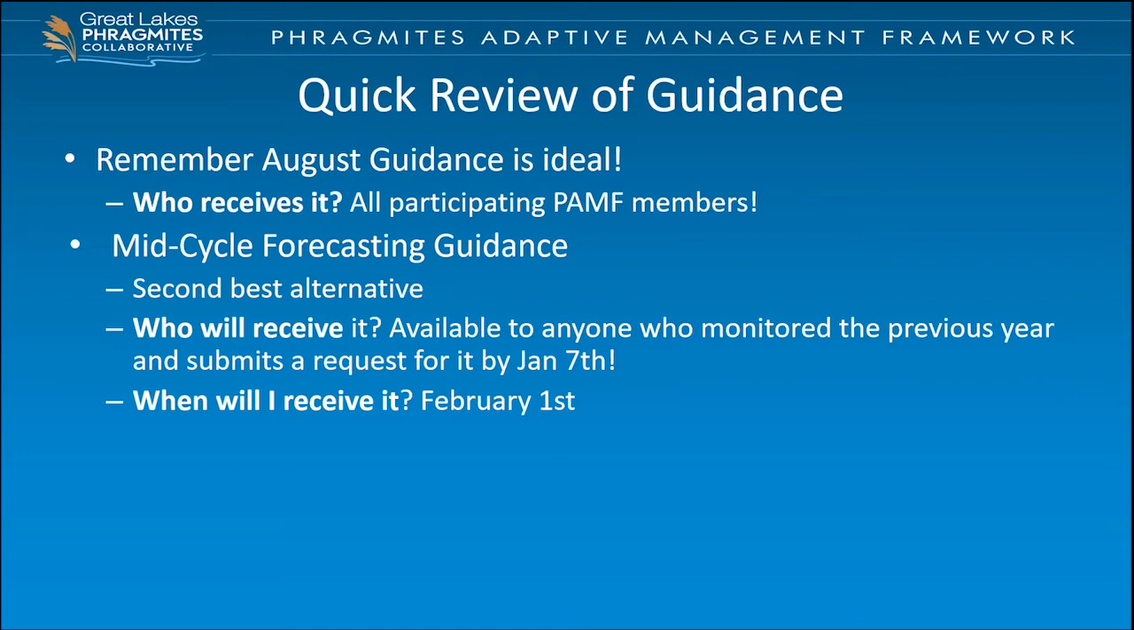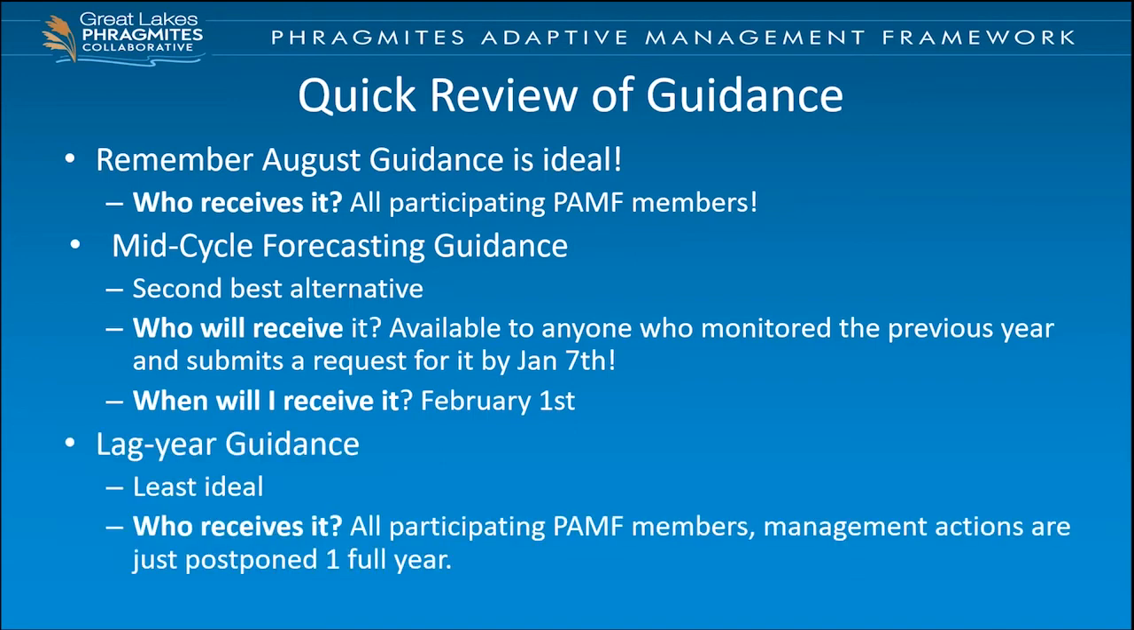If you want to receive mid-cycle forecasting guidance, this is the second best alternative. You can do that by submitting a short report sometime before January 7th. That's going to be available on the PAMF Web Hub. It's not quite available yet because we don't want participants to request it at this point. We want them to at least take a couple management actions so you know which combination you're following next year. And as long as you request it by January 7th, you'll receive that guidance by February 1st.